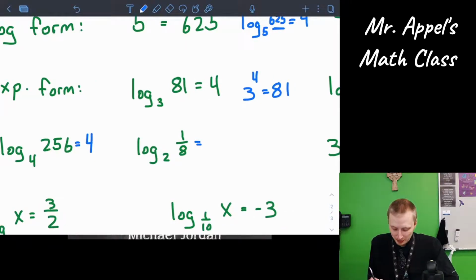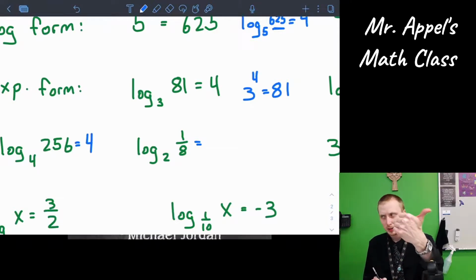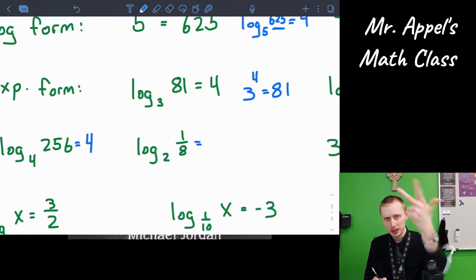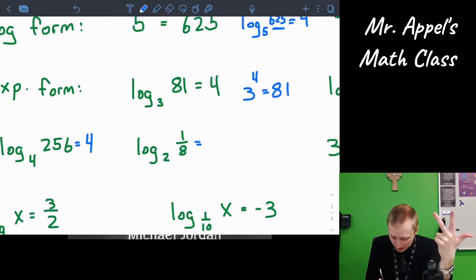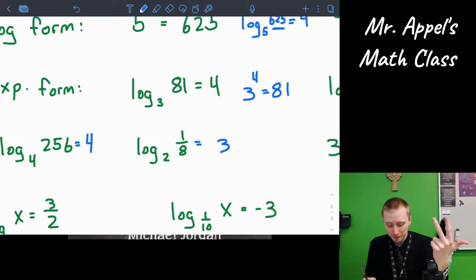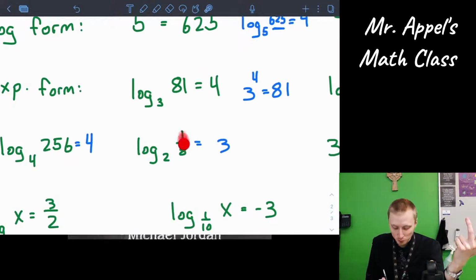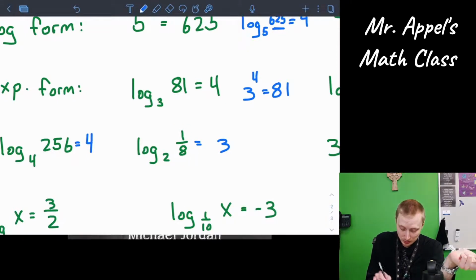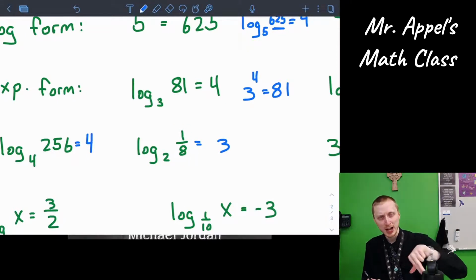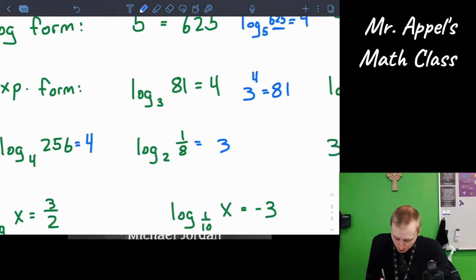How about this one? Log base 2 of 1/8. 2 to what power is 1/8? 2 times 2 is 4, times 2 is 8. That's 3. I need at least 3 involved there somewhere. Except it's not 8. It's 1/8. I need a fraction. How do you turn a base into a fraction? You give it a negative exponent. -3 is our answer. Okay.